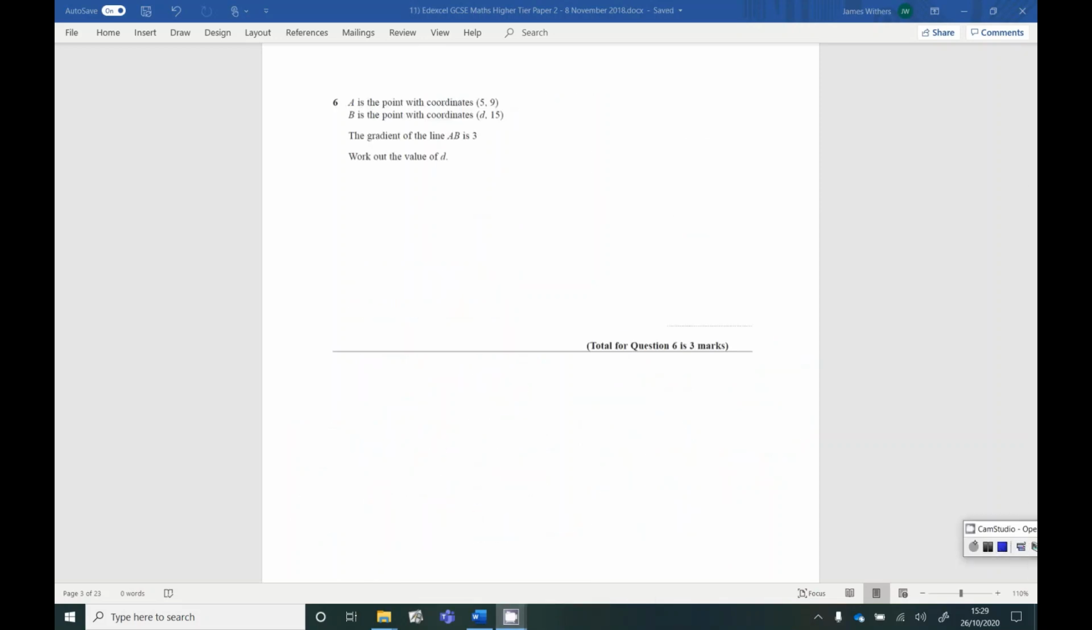Question 6, and we're told the gradient of the line AB is 3. So let's just do a quick sketch to help us gather our thoughts. The coordinate A is at (5, 9), so let's pop that down here somewhere. A is 5 along the corridor, 9 up the stairs. We're told that the gradient of the line is 3, so that's going upwards, left to right.